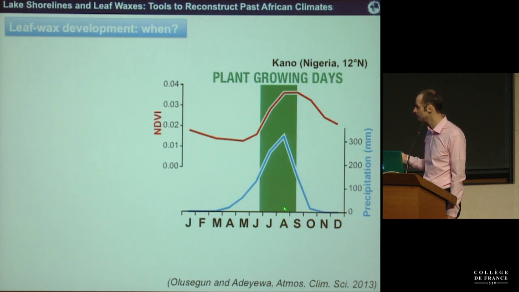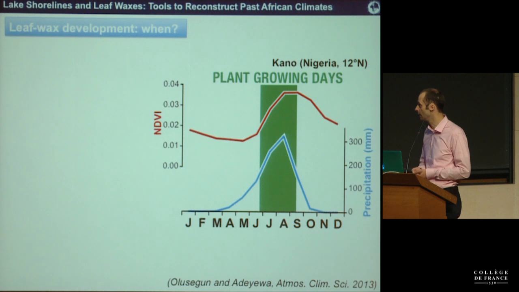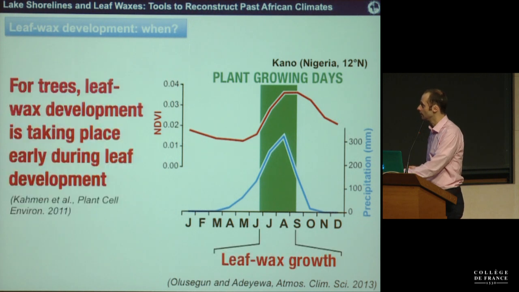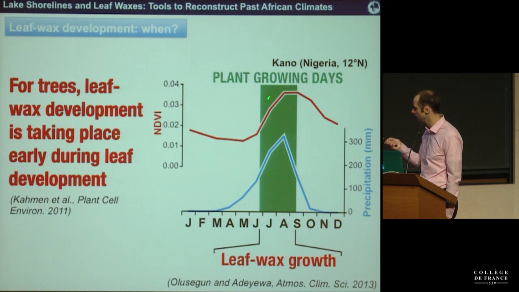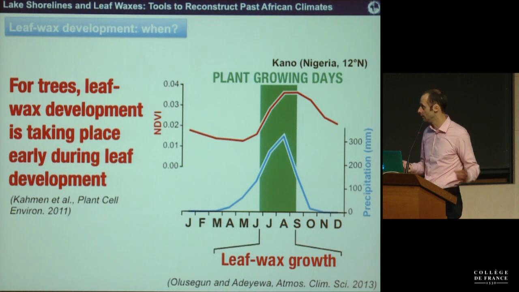So if they are growing when there is water, this is the time of the year when the relative humidity is at its highest level in this very dry region when we take the annual average climate. And with this high relative humidity, evaporation is at its lowest. And what do we know about the leaf waxes? When are they growing? There are some greenhouse experiments which have shown that, for the trees, the leaf wax synthesis takes place early during leaf development. So here, this is the time of the leaf development. If we apply this observation to this region, then we may propose that the leaf waxes are growing when the water is available and when there is the least evaporation in the ecosystem.